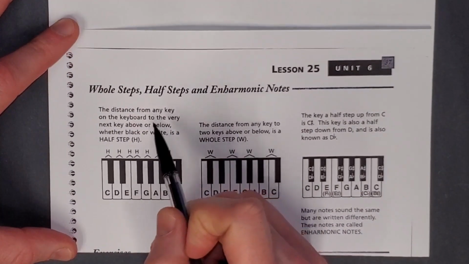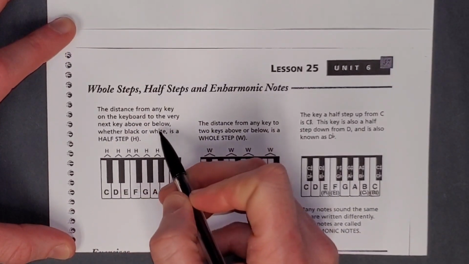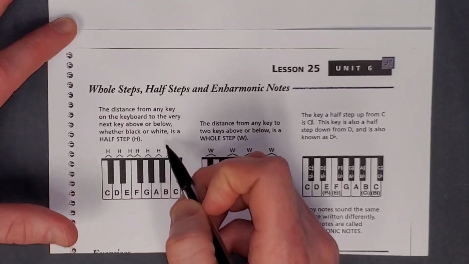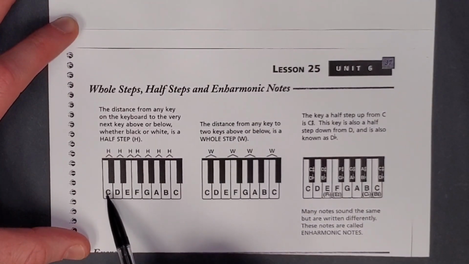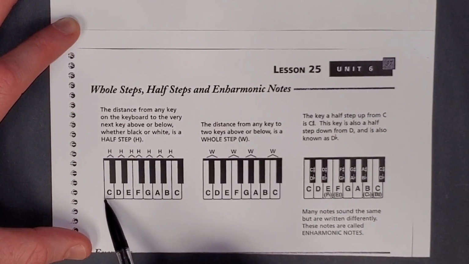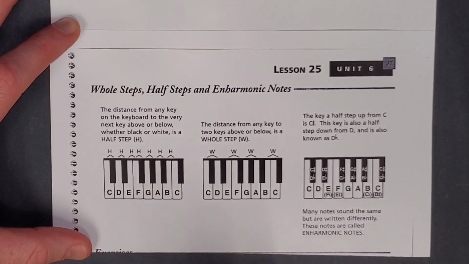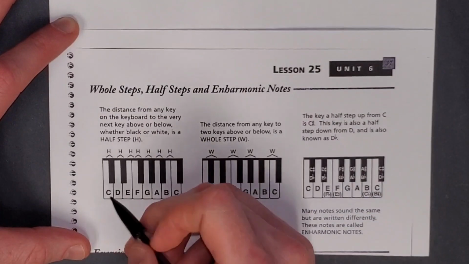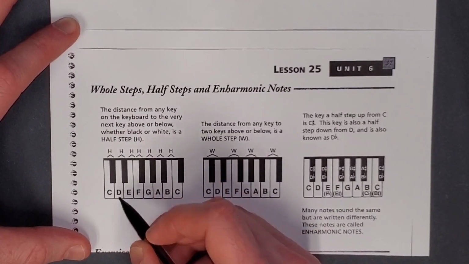The distance from any key on the keyboard to the very next key above or below, whether black or white, is a half step. So what that's saying is, the very next key that it touches. Like C to D, it looks like that's kind of the closest key in a way, but no, it's not. This C up to this C sharp, I guess it could be a D flat, but I don't want to get too far ahead. So this is the next note. That's a half step. And then from here to here is a half step.